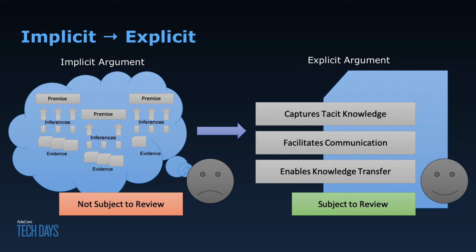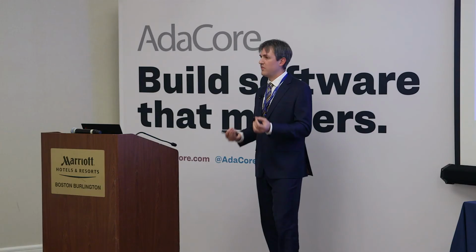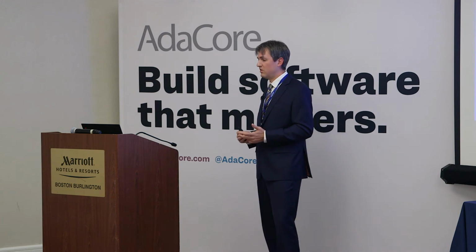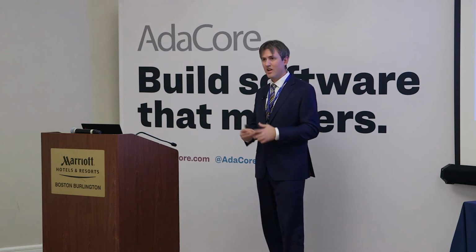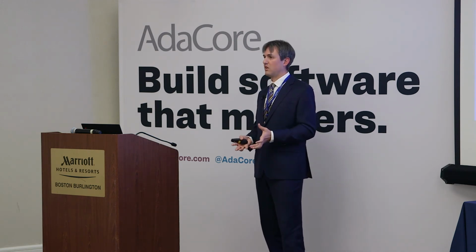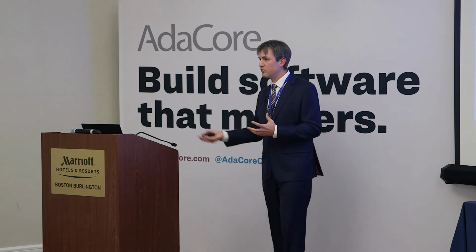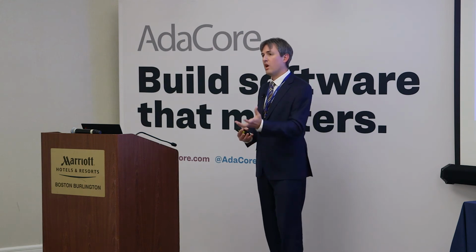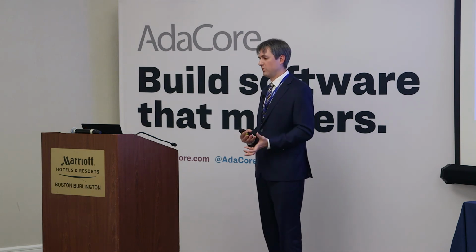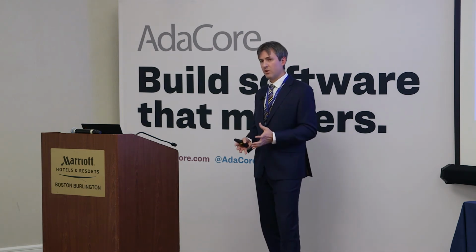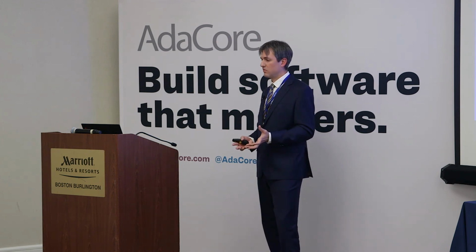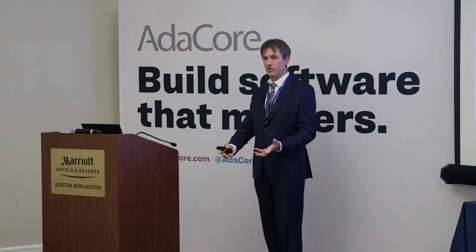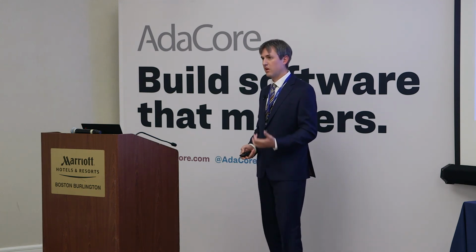An explicit argument is an argument that we've written down, and this is beneficial because we capture tacit knowledge, we facilitate communication, and we enable knowledge transfer. An argument serves as really great documentation for your system. If you have new people coming on, they can get a great introduction to not only your system, but why you're building your system in the way that you're building it. And the best part about an explicit argument in the context of certification is that it's now subject to review. So we can set this in front of auditors, and the auditors can look at it and begin to ask us questions.